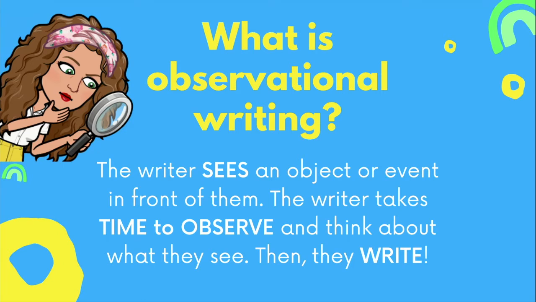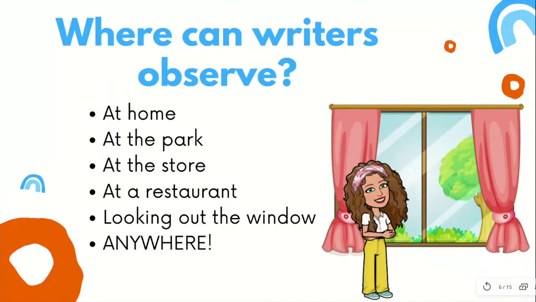Observational writing can be used with students in kindergarten all the way through 5th grade. Students can also write in English, or if they have another native language, they can write in that language as well. So this is something that you can do anywhere. Writers can practice observational writing at home, at the park, at a store or restaurant, even looking out the window, which is my favorite place to do observational writing. Writers can write anywhere.